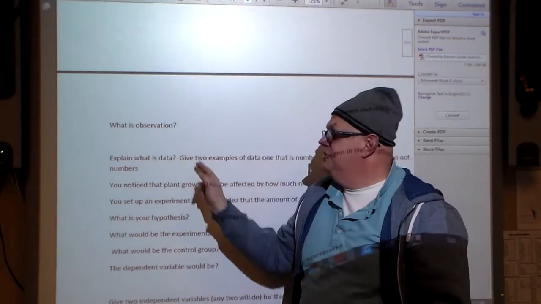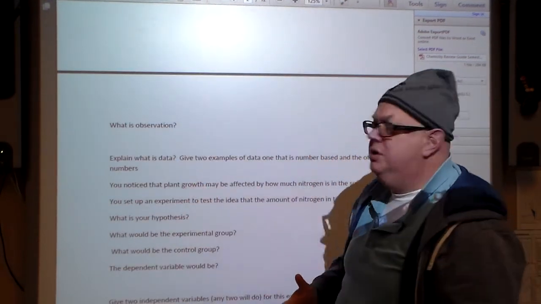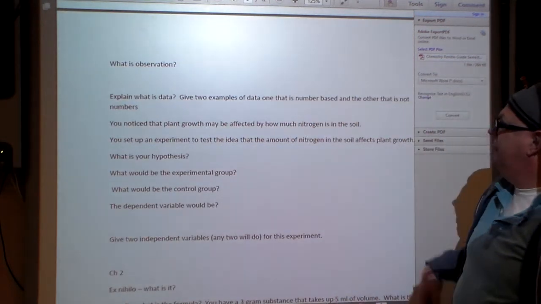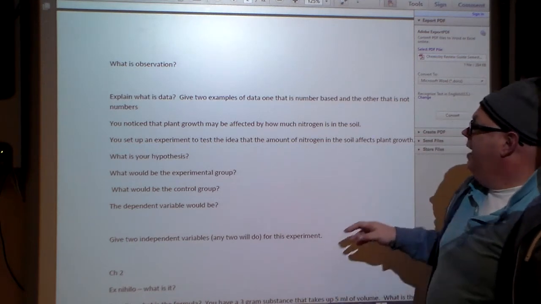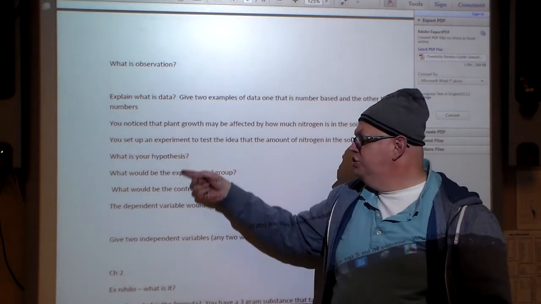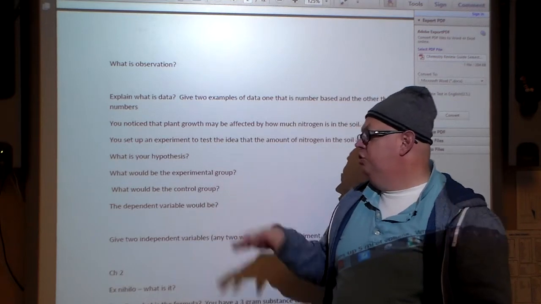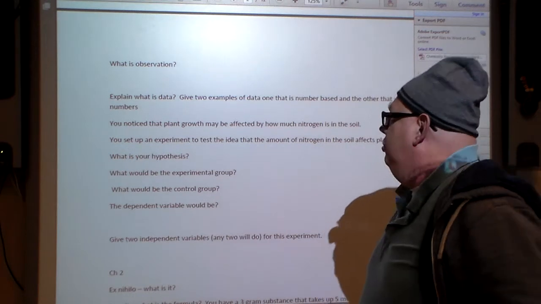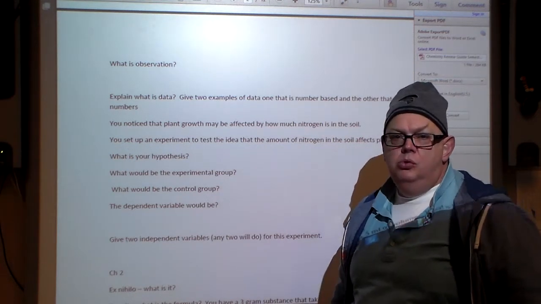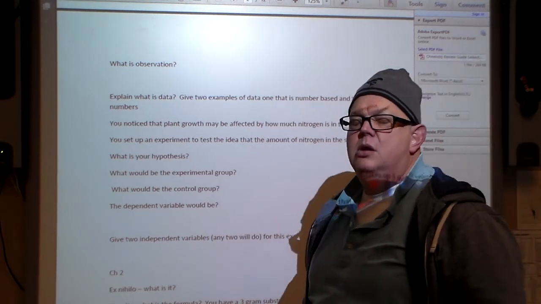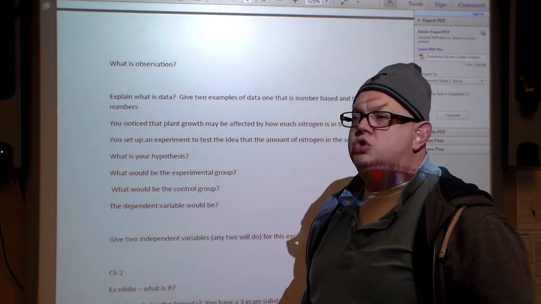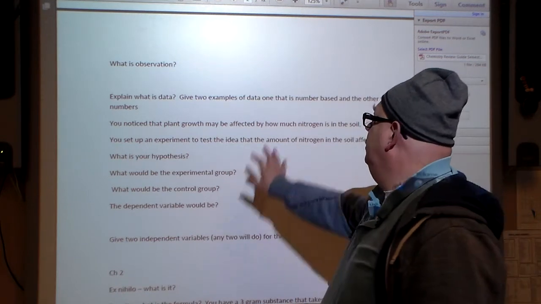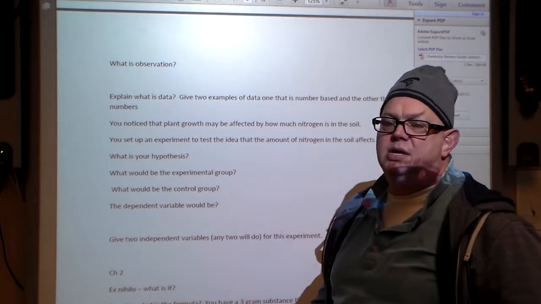When we look at observation, well, what is it that we're noticing when we do a lab experiment? What is data? Give two examples of data, okay? Now, when we are doing things like experimental group, control group, independent variable, dependent variable, real fast. The control group, when you're testing for something, you leave it alone. You don't do anything to it. Okay, so you have an example here. I'll let you read the example.